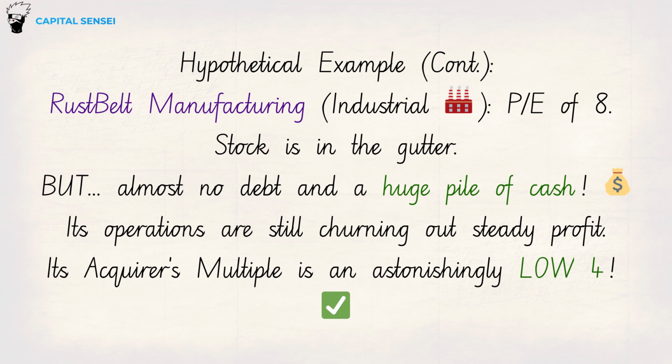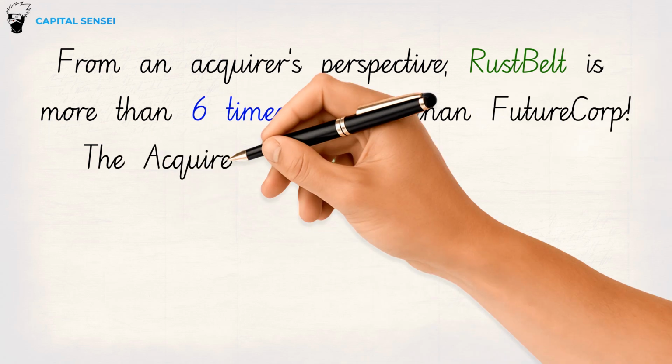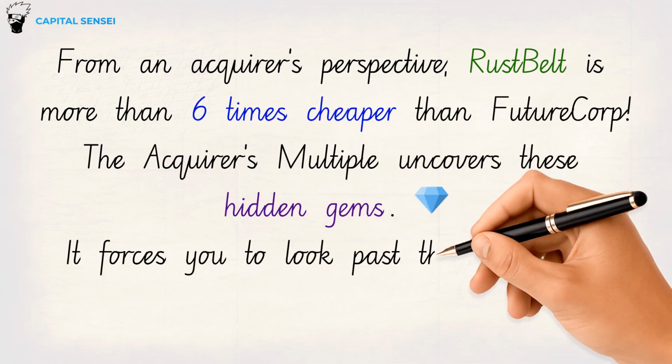But when we dig into its financials, we find that Rusbelt has been diligently paying down its debt for years, and now has almost none. It also has a huge pile of cash on its balance sheet from selling off some old real estate. When we calculate Rusbelt's enterprise value, we find it's actually lower than its market cap because the cash is so significant, and its operations, while not growing, are still churning out a steady, respectable profit. Its acquirer's multiple comes out to an astonishingly low 4. From a pure acquirer's perspective, Rusbelt is more than 6 times cheaper than Future Corp.